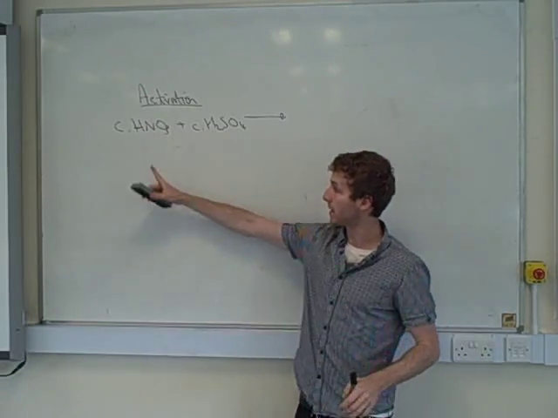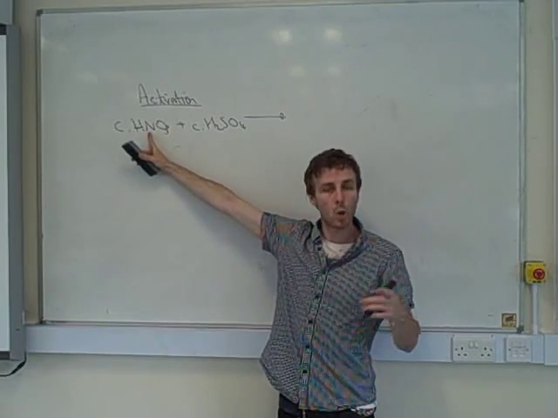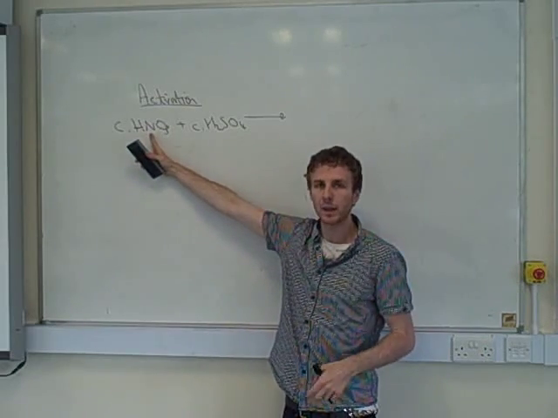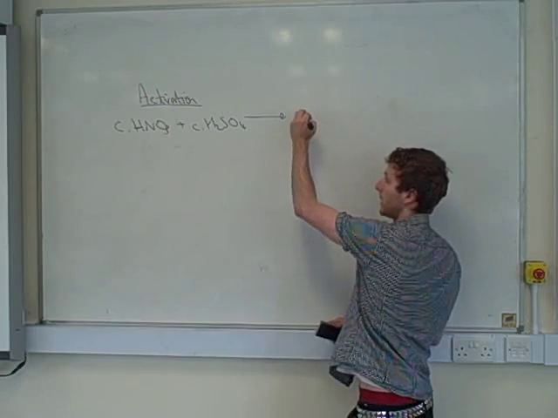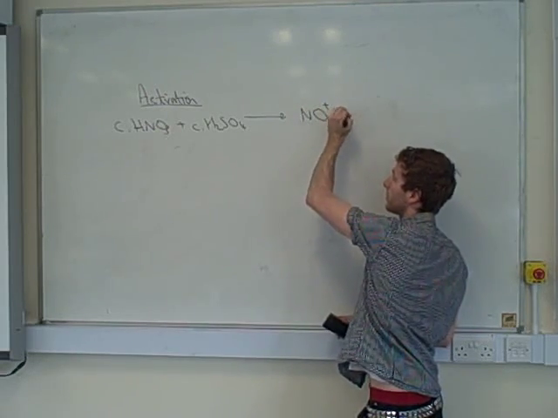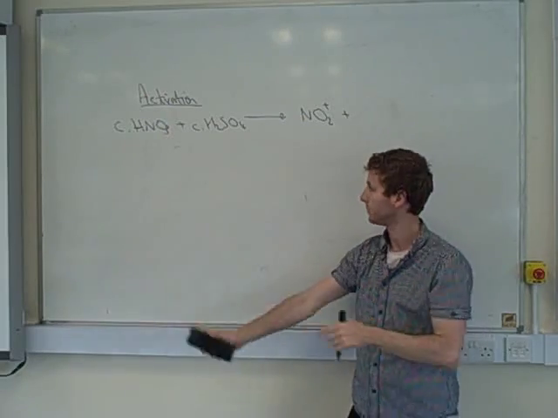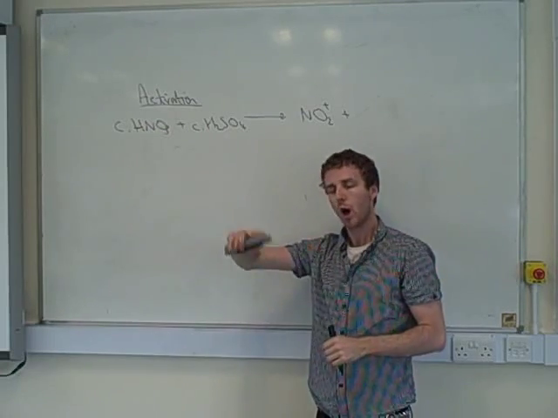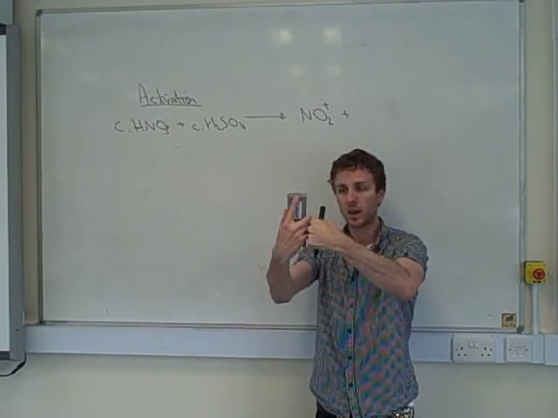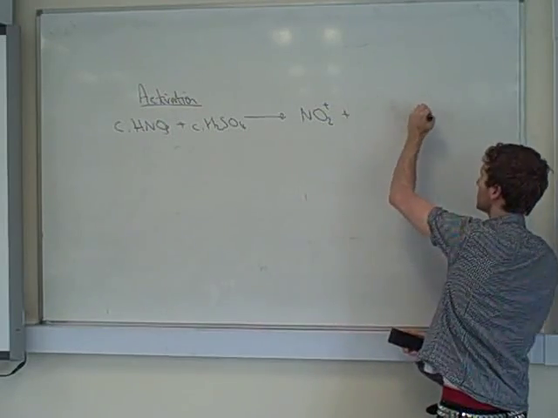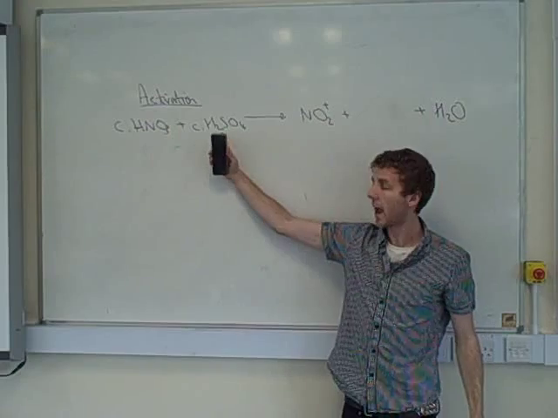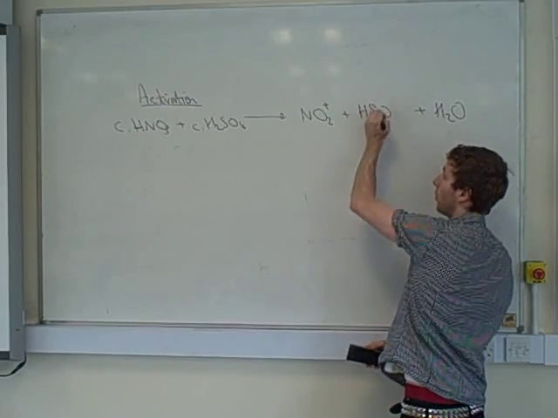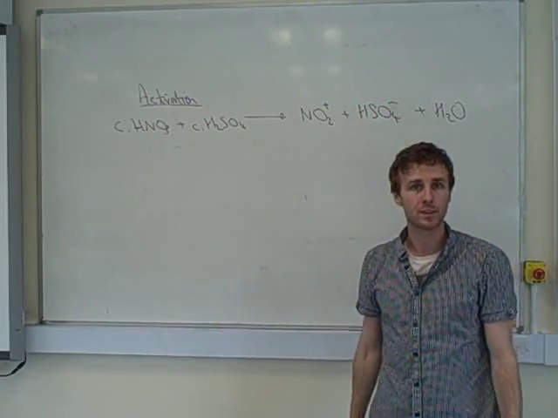What happens is we take my HNO3 and I remove an OH minus. So imagine me getting rid of an OH minus. So HNO3 minus OH minus, that'll leave me with NO2+. So I've got my OH minus in the bank. My H2SO4, that loses a H+. So I've got my OH minus and a H+, they're going to join together to make water. And I've got H2SO4 minus the H+, that leaves me with HSO4 minus. So this is my activation step.